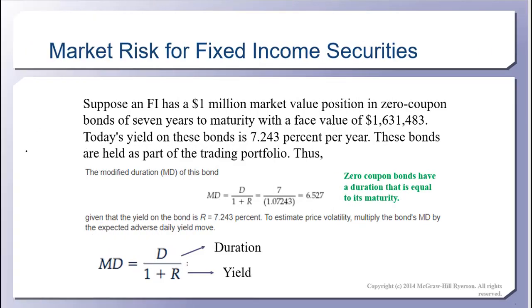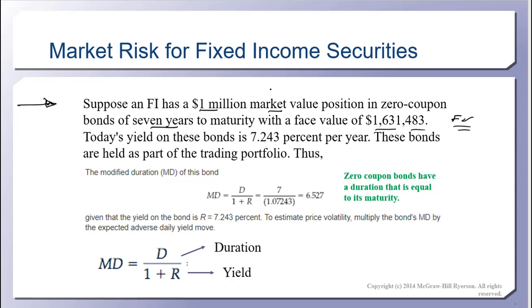When we're looking at formulas, we always like to look at a concrete example with real numbers, and this is straight out of the textbook. Suppose a financial institution has a $1 million market value position in zero coupon bonds of 7 years to maturity with a face value of $1,631,483. You can see the face value is not a nice round number, but nothing to be confused with that. And the market value is 1 million.